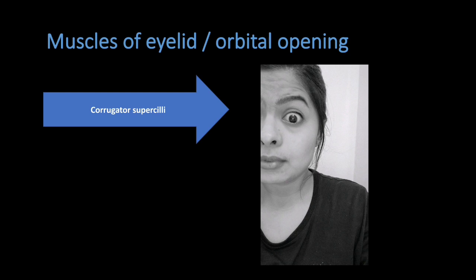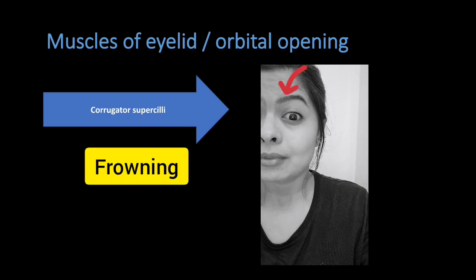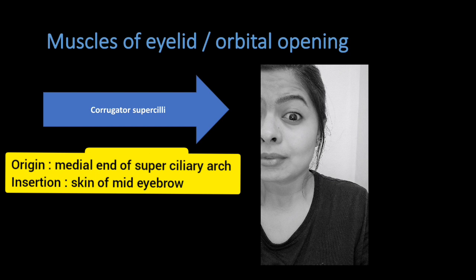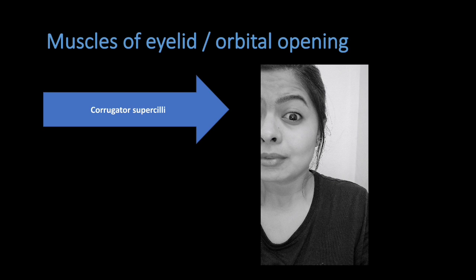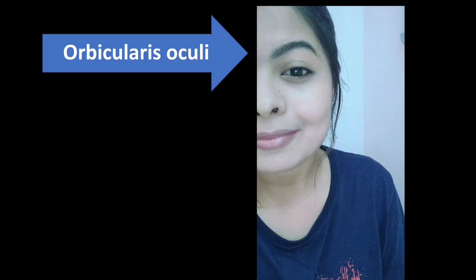The first muscle which we have is corrugator supercilii. It produces the vertical lines in the forehead, as in frowning, as you can see on my face. The origin of this muscle is the medial end of the superciliary arch, and it is inserted into the skin of the mid eyebrow. The second muscle is orbicularis oculi.